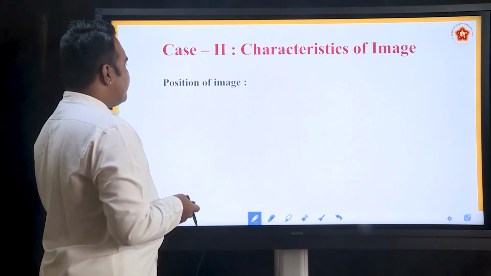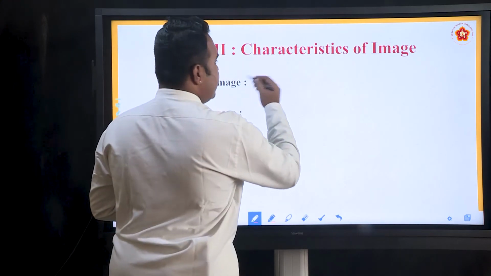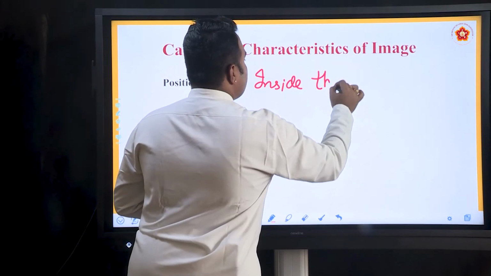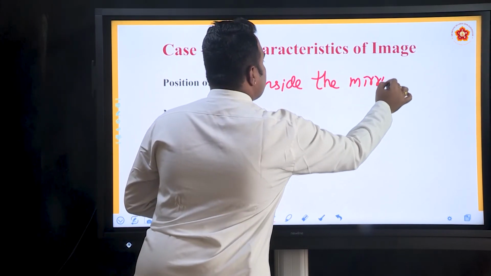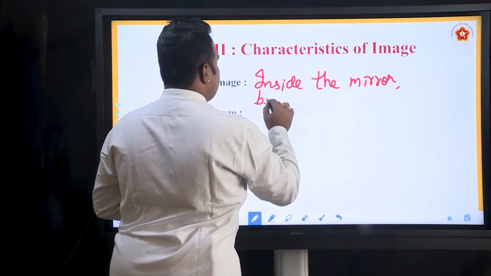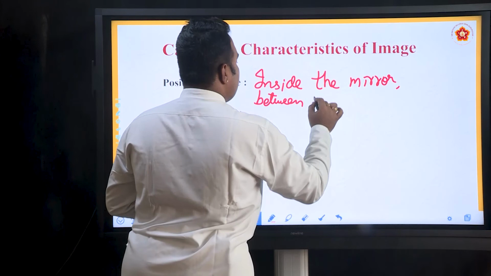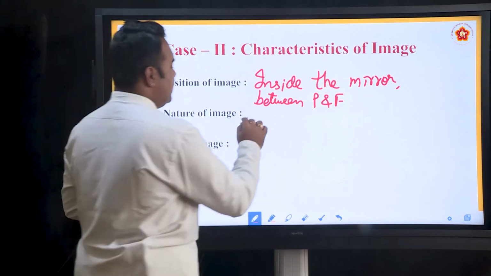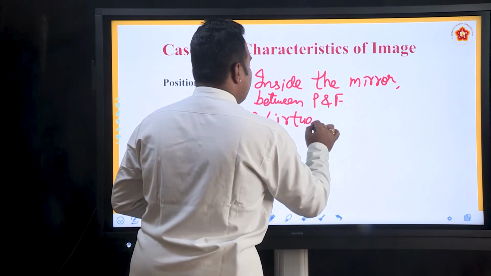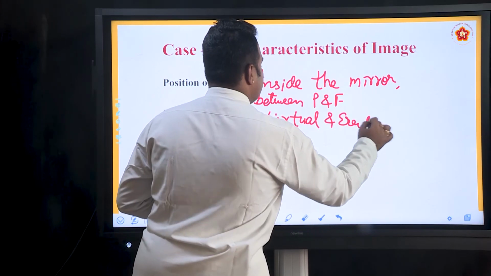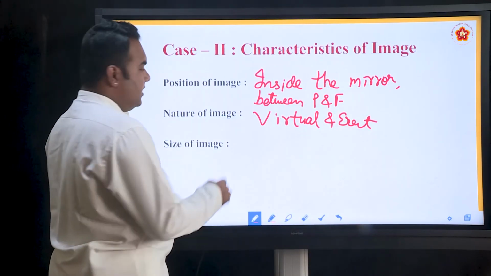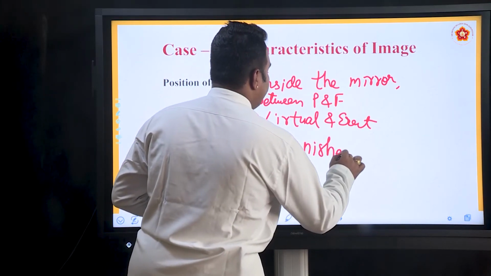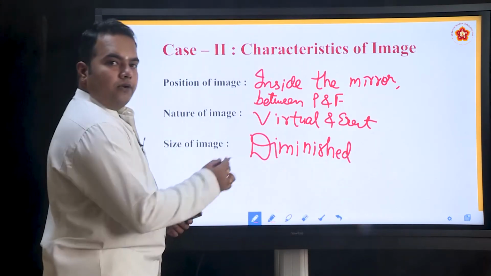So, let us tabulate. Position of the image: where is the position of the image? It is inside the mirror between pole and focus. Nature of the image is virtual and erect. Size of the image is diminished. It is small in dimension compared to the size of the object.